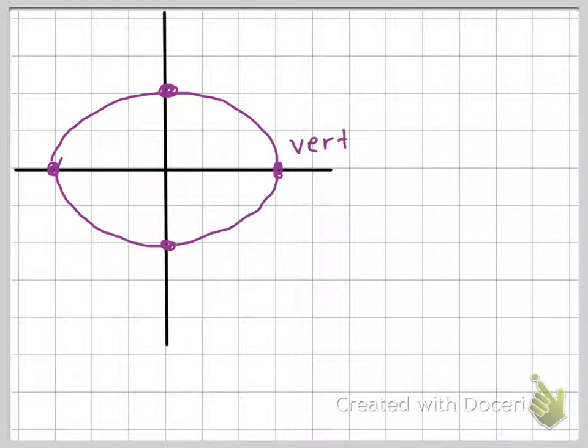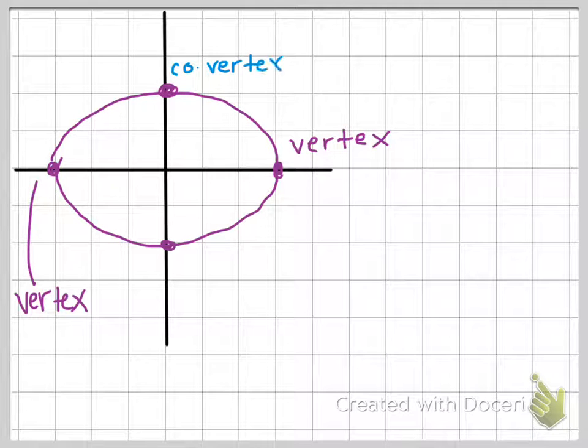So first thing we'll identify are our vertices. So there are two vertexes, plural is vertices, and the vertex is on the furthest point away from the center. Those two closer points on the y-axis are going to be called covertices. So there's a covertex at the top and the bottom. And those will change depending on how the ellipse is oriented. Okay, so if it was longer and skinnier on the y-axis, then that's where the vertex would be.